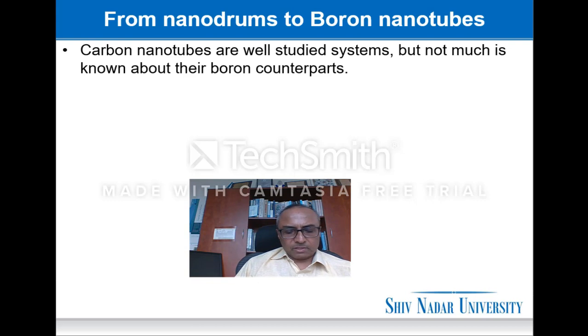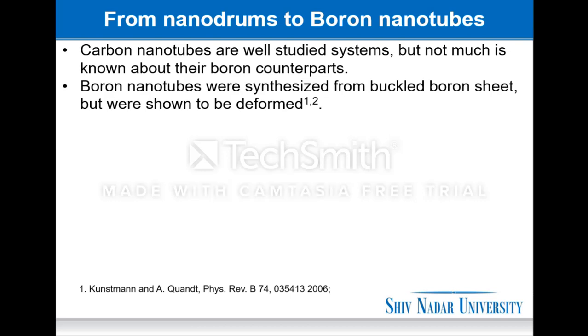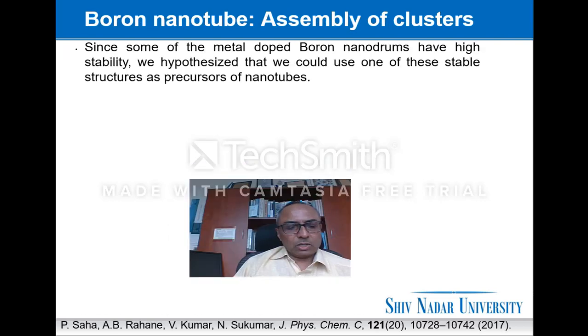Unlike carbon nanotubes, not much is known about their boron counterparts. Boron nanotubes were synthesized from buckled boron sheets but were shown to be deformed. An undeformed columnar boron nanotube was theoretically shown to be possible by rolling an alpha sheet of boron.